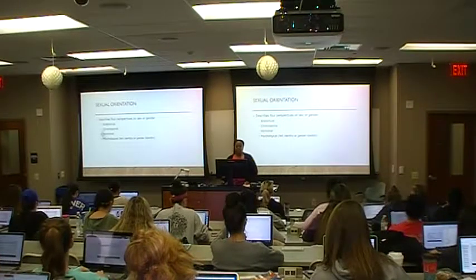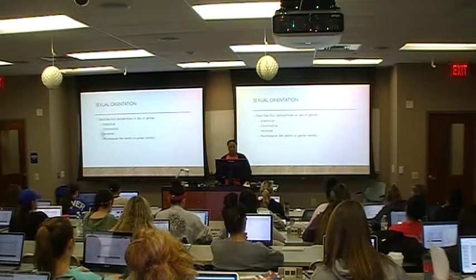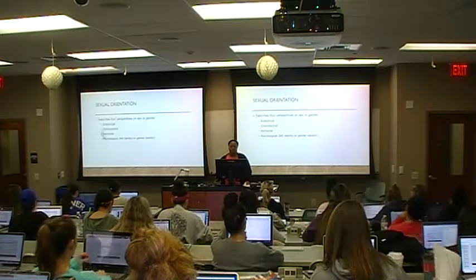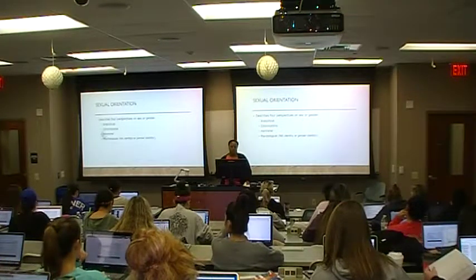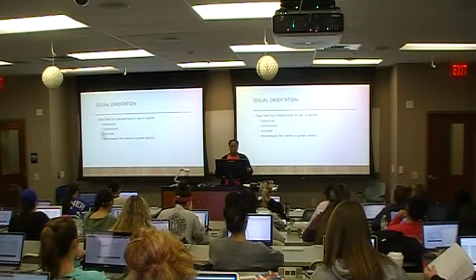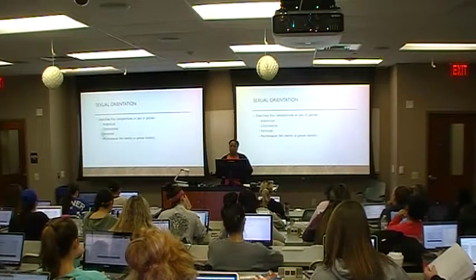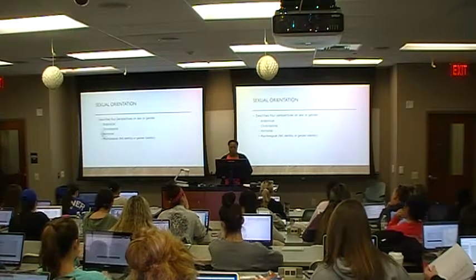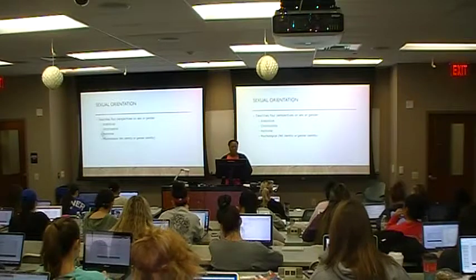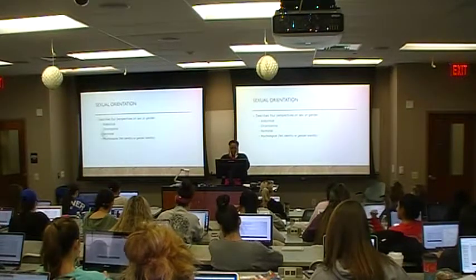Sexual orientation just describes perspective. Anatomical is their body parts, chromosomal is the gender that you're given, hormonal is the hormones that help form your female parts, and psychological is how they feel in their mind.